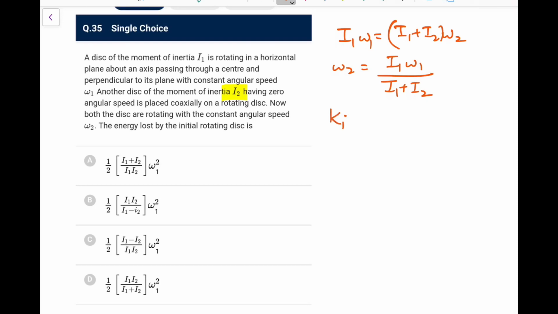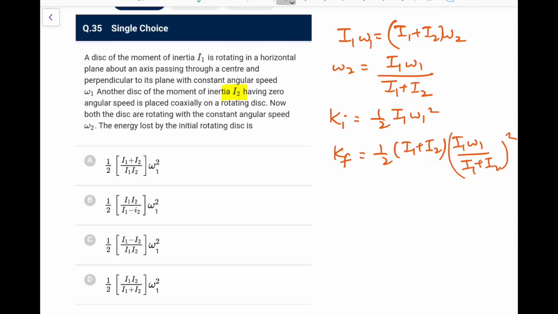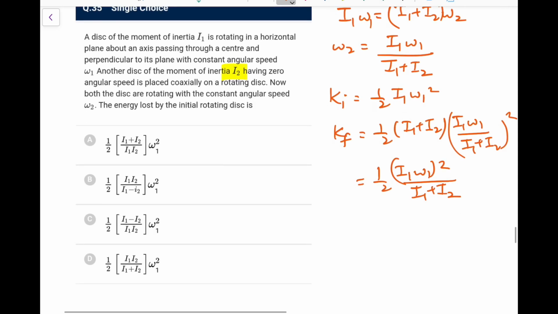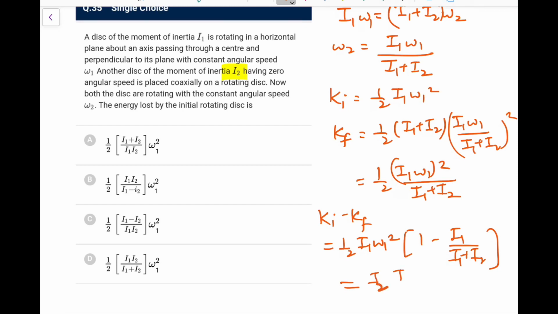So initial kinetic energy was half I1 omega 1 square. Final kinetic energy would be half I1 plus I2 into omega 2 square. Omega 2 square would be I1 omega 1 upon I1 plus I2 whole square. So it comes out as half I1 omega 1 whole square upon I1 plus I2. So the loss would be K initial minus K final. So what I can write, half I1 omega 1 square common, 1 minus I1 upon I1 plus I2. So it comes out as half I1 I2.